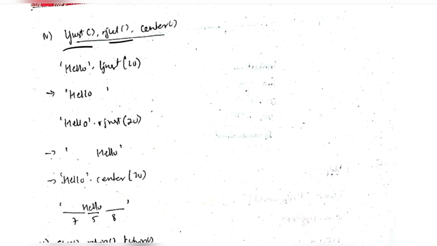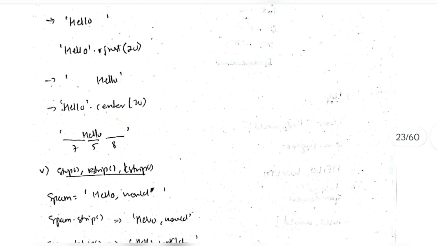Then ljust, rjust and center. Ljust means left justify. Here total spaces will be 10 if you specify 10 here. Ljust means the word which you are passing here will be on the left side. Same thing goes for right side. Total spaces will be 20 here, and here it will be just 15 spaces. Okay, means hello occupies 5 spaces and it will be on the right. Center means justify. Okay, and here 20 spaces will be there and hello will be in the middle.